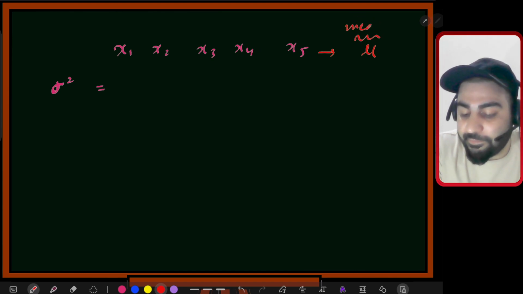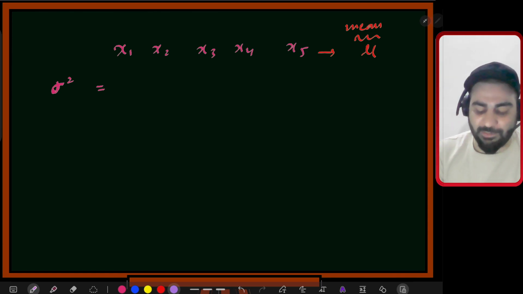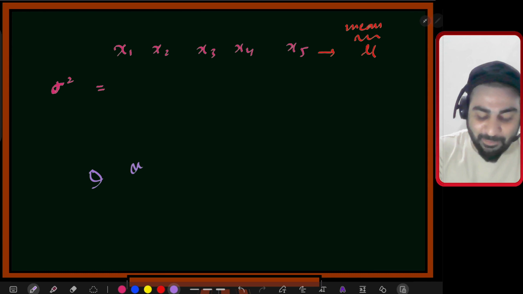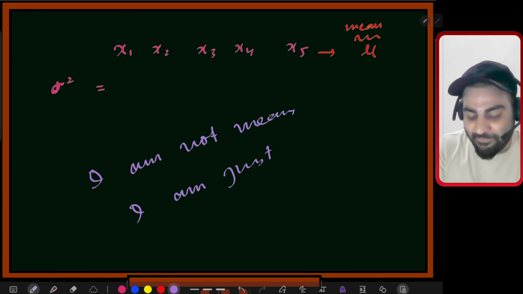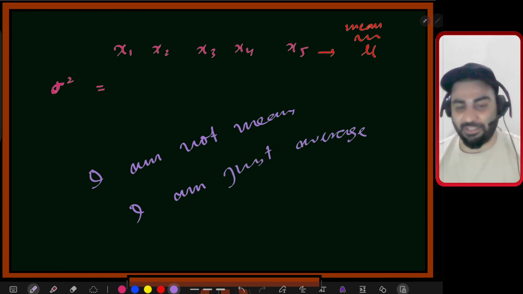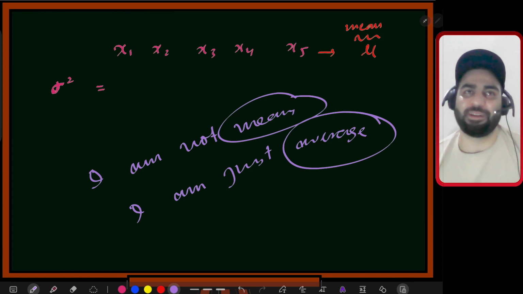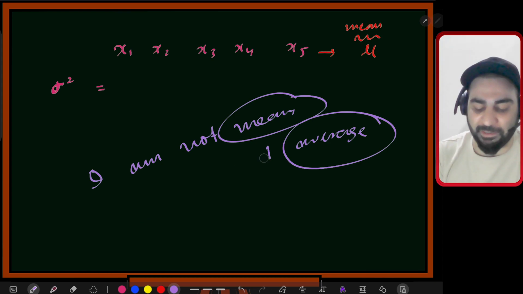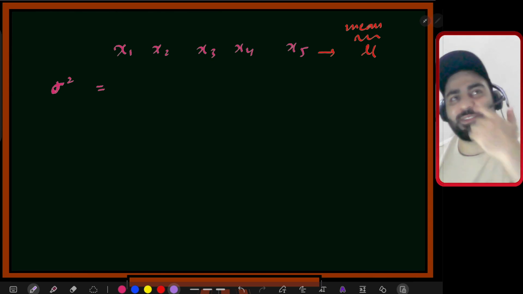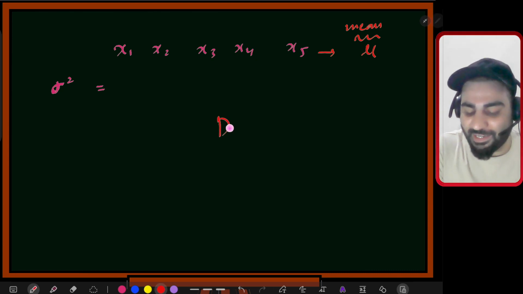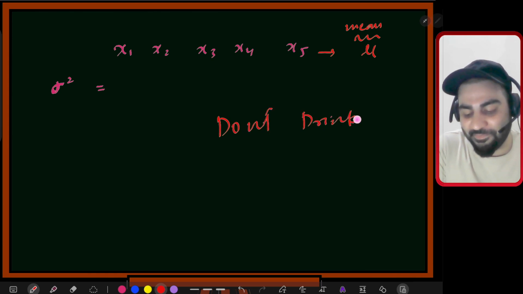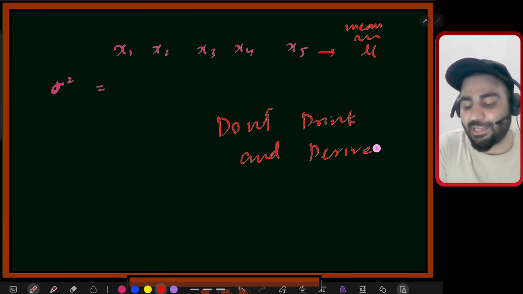Let's call this mean. There is a quote which you will see people wearing on shirts at IISc. They have written that I am not mean, I am just average. These are the quotes that you will usually see mathematicians wearing. In mathematics, mean and average probably have the same meaning. And you might have seen on the roads people writing don't drink and drive. I have seen people wearing shirts that say don't drink and derive, because in IISc you have to derive things all the time, so they say don't drink and derive.